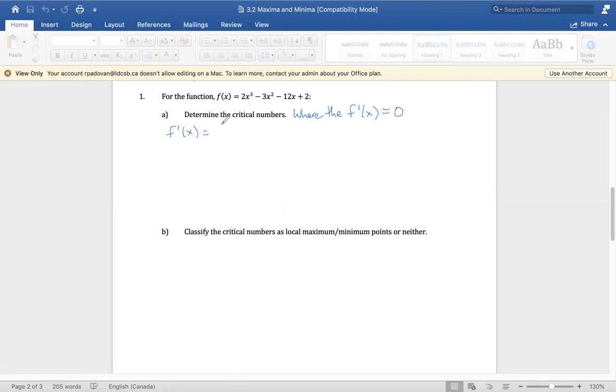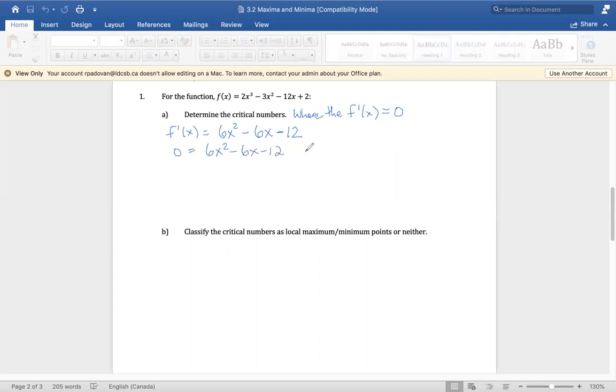So 6x squared, 1 less, minus 6x to the power of 1, minus 12x to the power of 0, which is now gone, and that would be plus 0. So 6x squared minus 6x minus 12. And again, make that equal to 0. That is where the derivative is 0. So make the derivative equal to 0. And then to get the critical numbers, I need to solve for x.